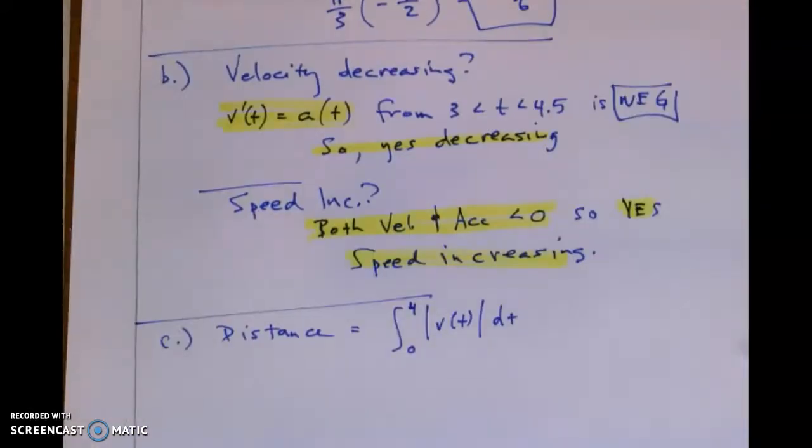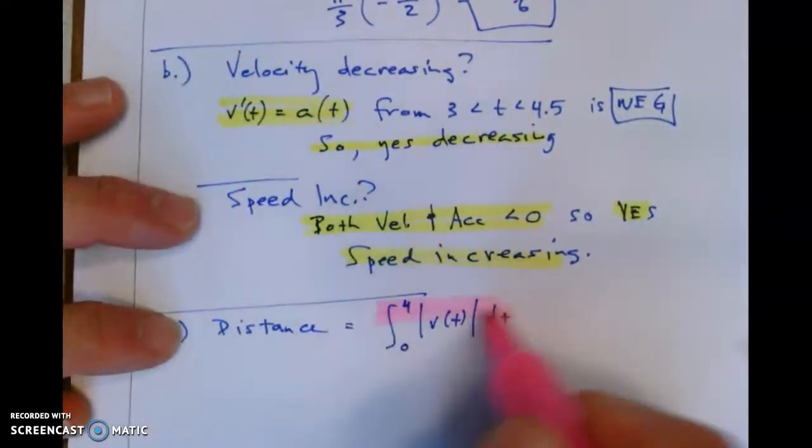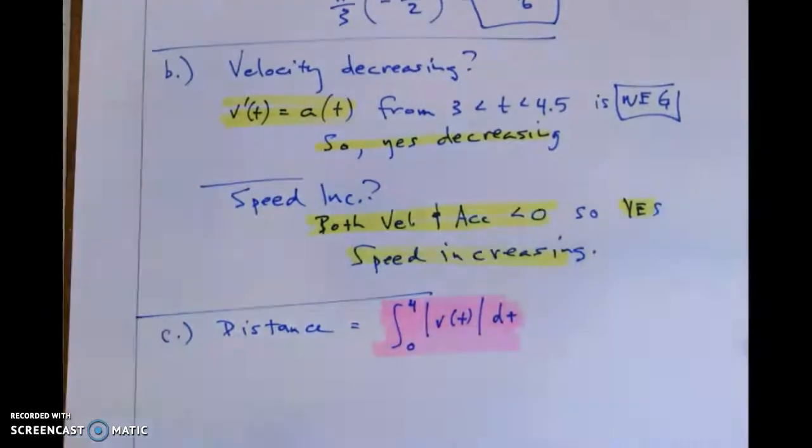Okay, part C. What is the total distance traveled of an object over the time interval of 0 to 4? When we're talking about total distance, we need to identify where the particle turns around, and then add up all those distances. Or more simply, we integrate the absolute value of the velocity function.